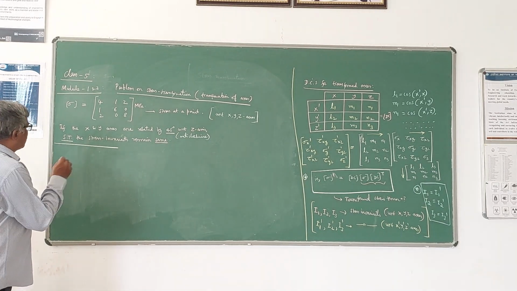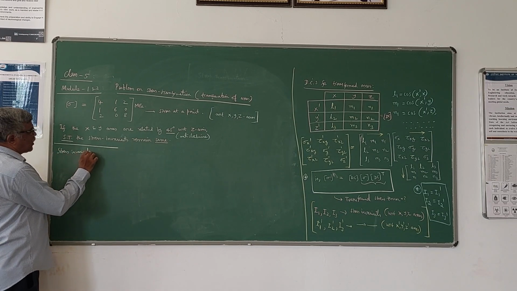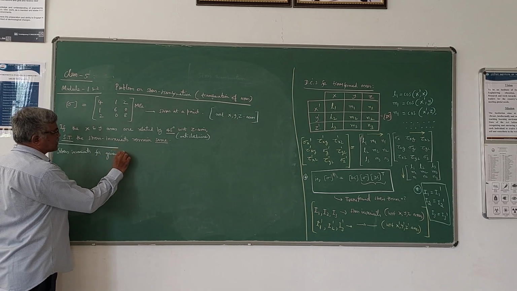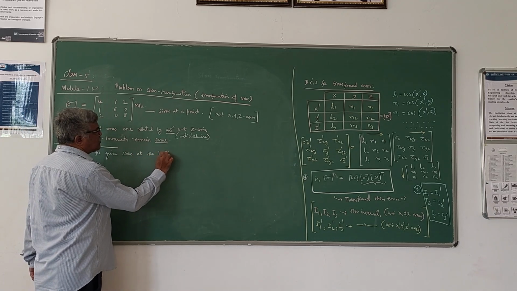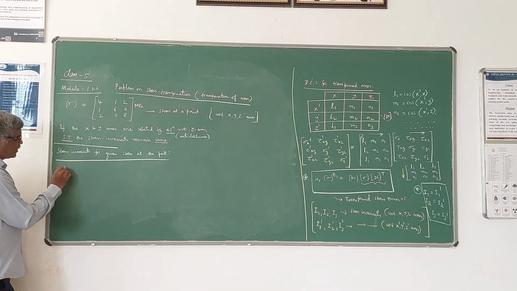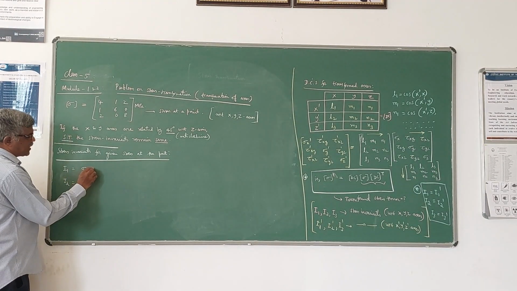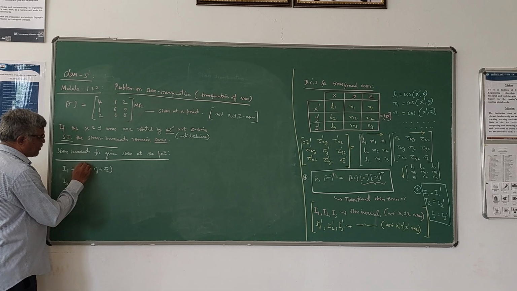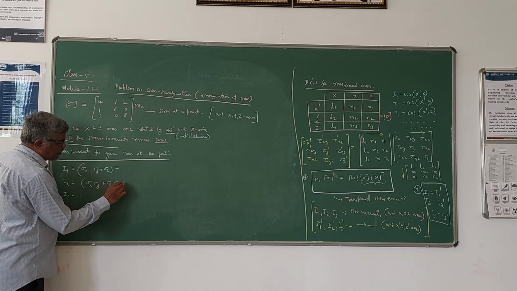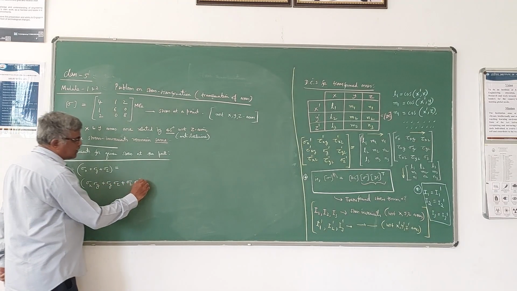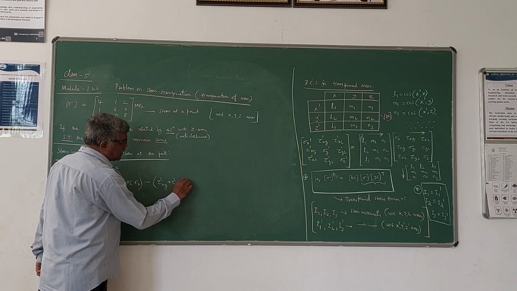The procedure is, first we will find the stress invariants for the given stress at the point. That means we have to find I1, I2, I3. The formula: I1 is sigma x plus sigma y plus sigma z. The second one, I2, is sigma x into sigma y plus sigma y into sigma z plus sigma z into sigma x, minus tau square xy plus tau square yz plus tau square zx.